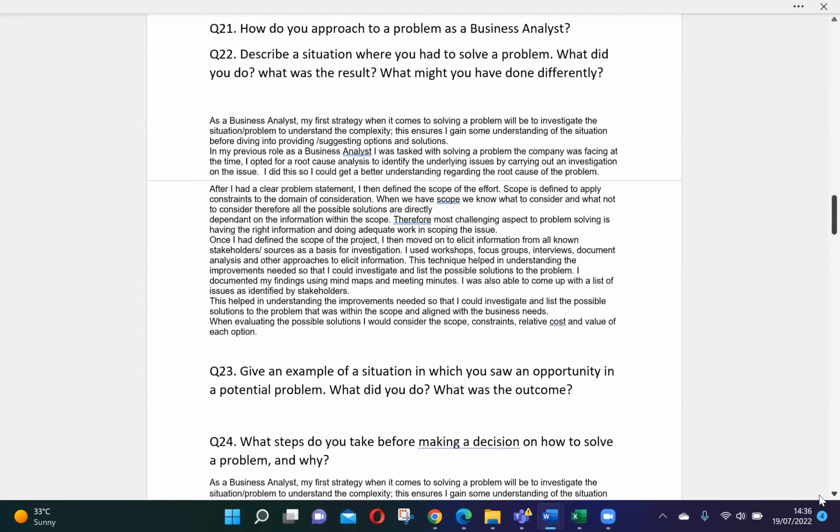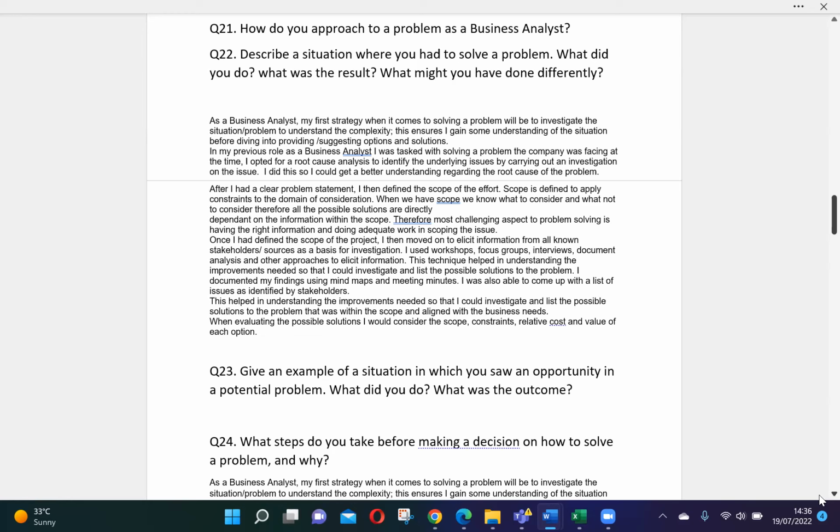Once the solution is implemented, I will monitor whether the problem is occurring again or not. If the problem is not occurring, then I'll consider this as closed. If the problem is occurring, then again I will go to why and how. I'll repeat that cycle.